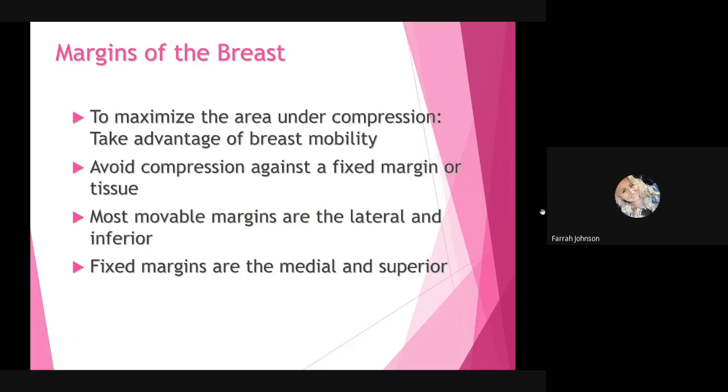So, the margins of the breast. To maximize the area under compression, you want to take advantage of the breast's mobility. You want to avoid compression against a fixed margin or tissue. So, the most movable margins are going to be the lateral borders and the inferior borders, where the fixed margins of the breast are going to be the medial aspect closest to the cleavage and the superior aspect closest to your clavicles.